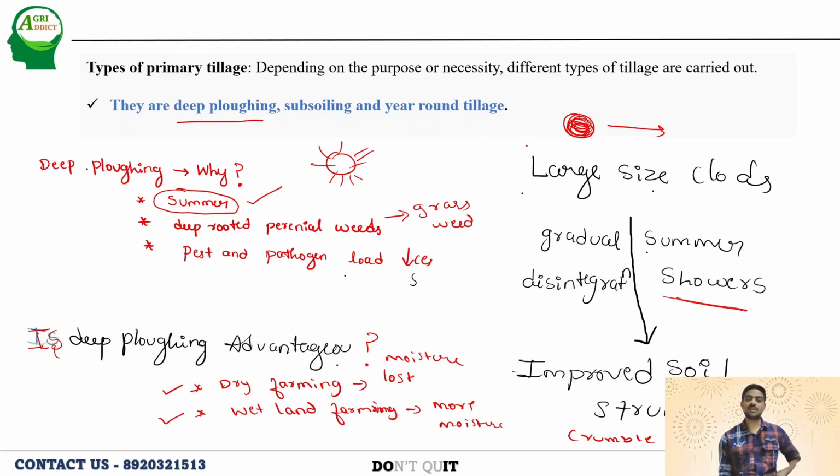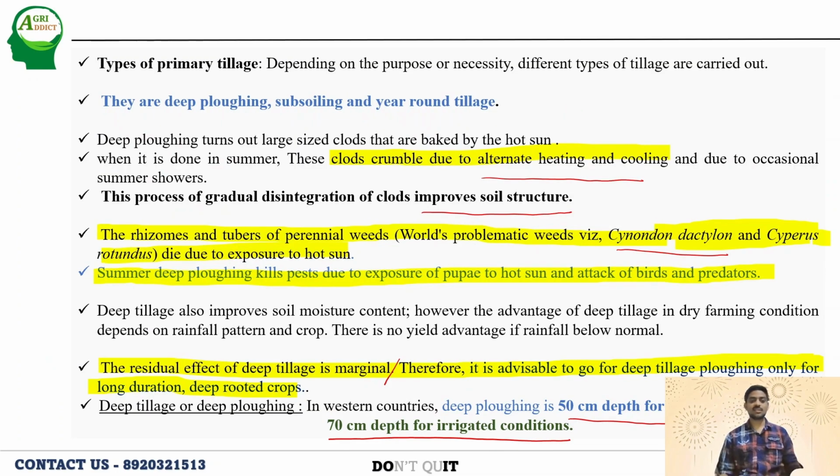And now, an interesting question: the deep plowing will be giving large clods. Then how do they become small? See, what nature is doing, it is doing well and in a phenomenal way. Initially, when deep plowing is performed, large size clods will be formed. But actually, what happens is the gradual disintegration of these large size clods will take place because of summer showers, and they will be giving an improved soil structure. See, I told you, improved soil structure. It is because of alternate heating and cooling and due to occasional summer showers. Examples of this perennial weed are important to know, that is cynodon dactylon and Cyperus rotundus. And even I told already, the birds and predators will be decreasing the pest load, eating the pupae, etc.